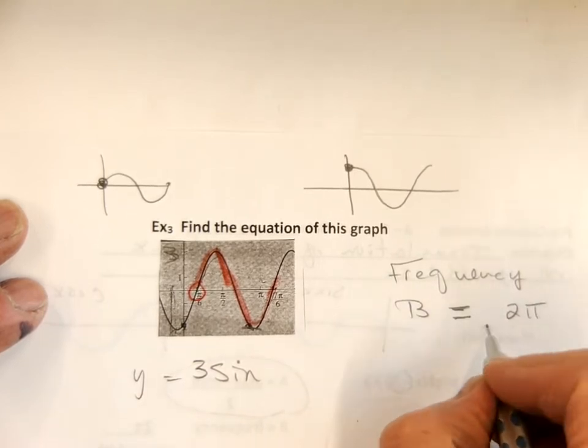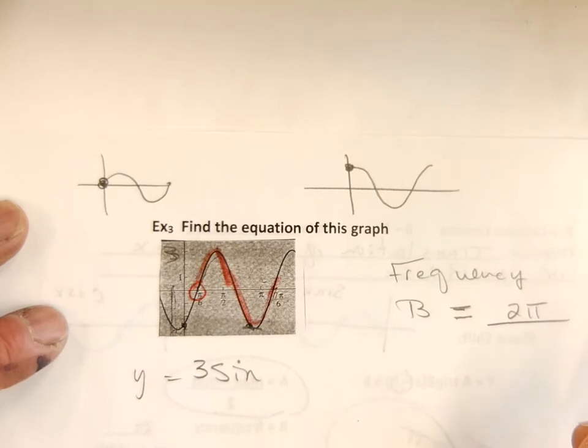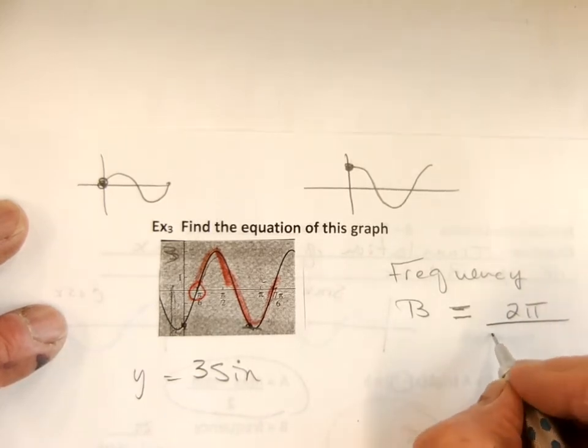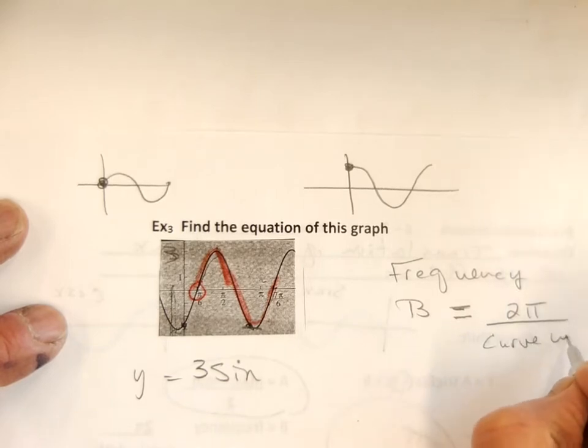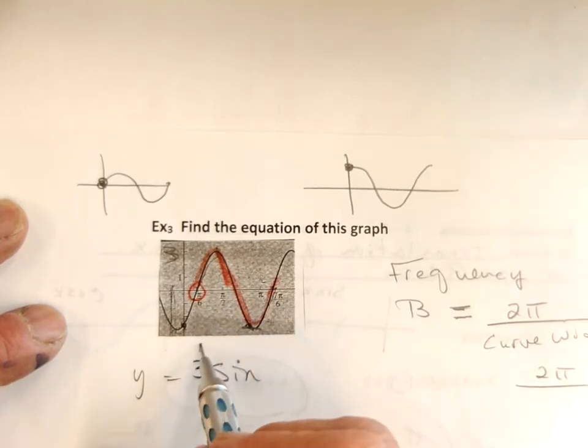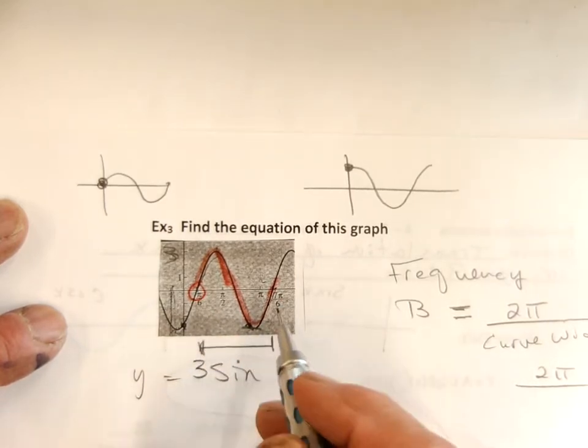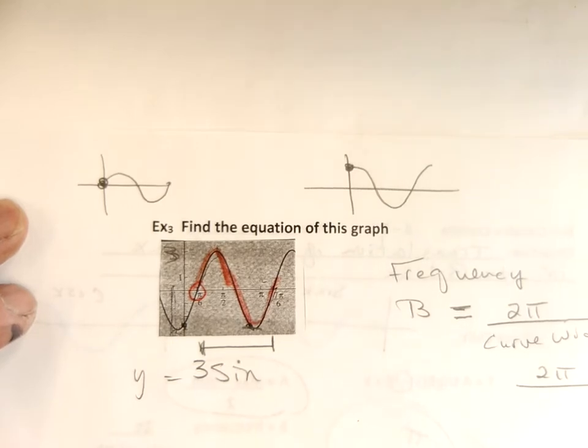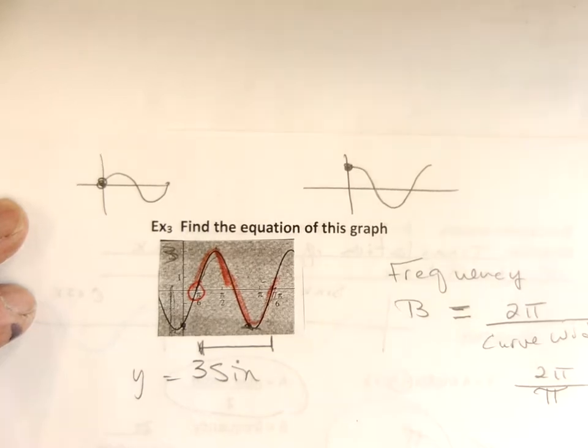it's always going to be 2 pi divided by the curve width, because 2 pi is its normal width. Well, that's 2 pi divided by, let's see, what is the curve width? How wide is it from here to here? The curve width is pi. Do we agree with pi? Mm-hmm. So my frequency is 2.